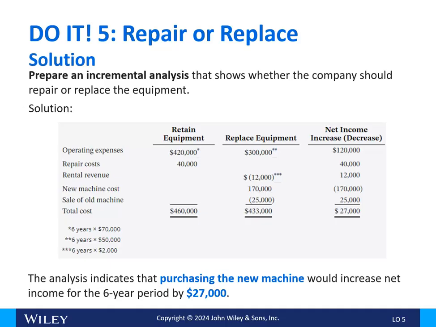170 for the new machine. We get $25,000 for selling the old machine. So our net is $433,000 if we replace it, which is less than retaining the equipment by $27,000. So this analysis indicates purchasing the new machine is better because it's going to increase net income for the 6-year period by $27,000.